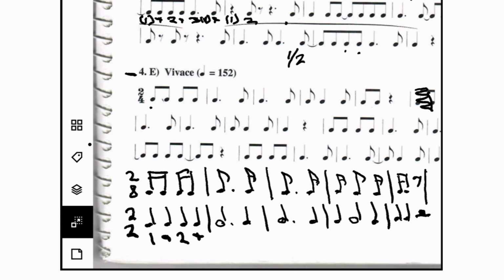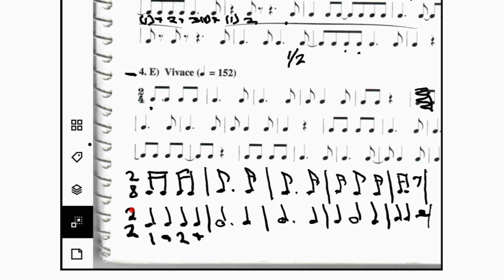The original was this. 1 and 2 and 1 and 1 and 1 and 1 and. Here's the new version written out as 2/2 time. 1 and 2 and 1 and 1 and 1 and 1 and. It's the same sound, the same sound.